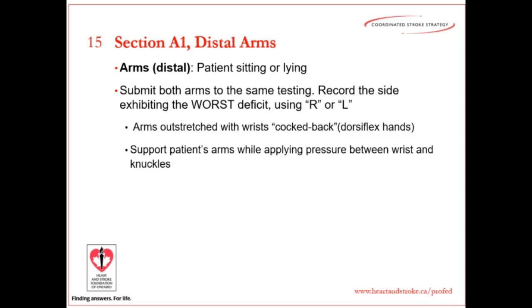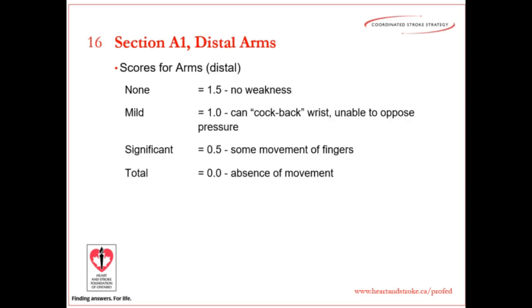to support the patient's arms while you put pressure between the wrist and the knuckles and push back on that, and can they push back at you? Okay. So again, for this one, same scoring as above in terms of weakness. Okay. Absence of movement would be on a scale of 0 to no weakness at all at 1.5. And if they're in the middle, you would score them accordingly.